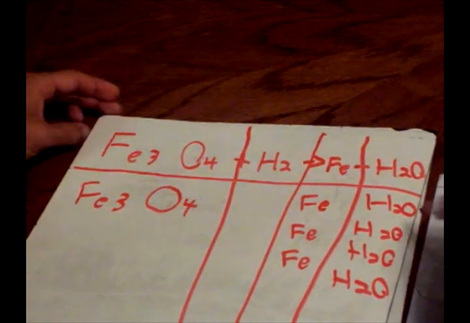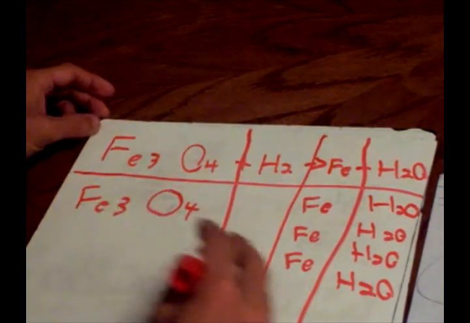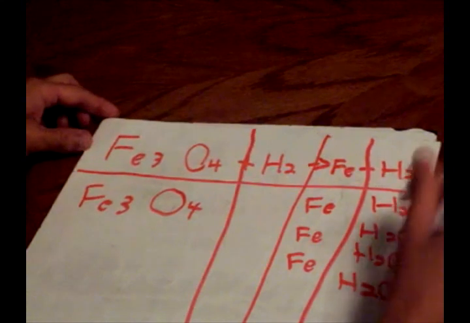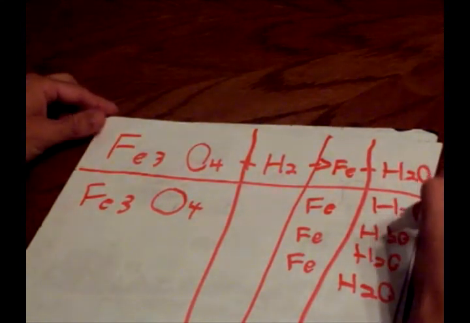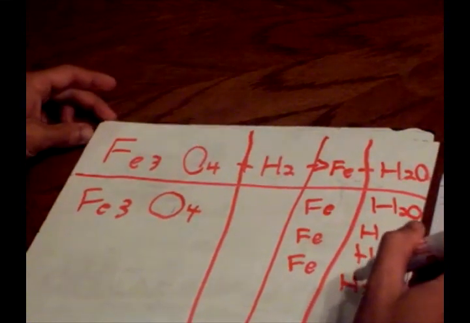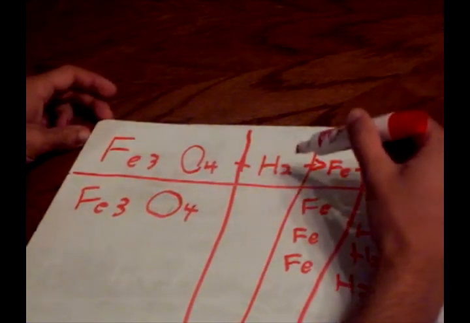Now, we have 4 O's and 4 O's over here. But oh, now there's a lot of H's. Looks like we got 2 H's, 4 H's, 6 H's, now 8 H's. Now we have to figure out how to make this one equal 8 H's.